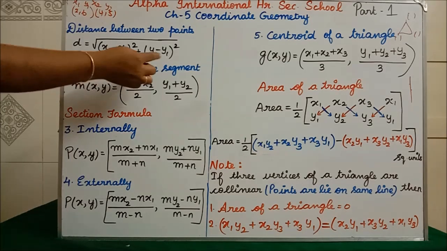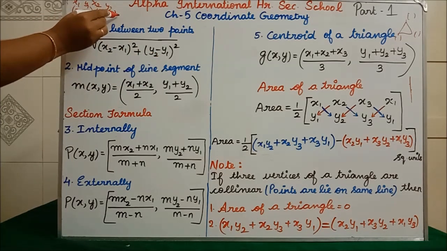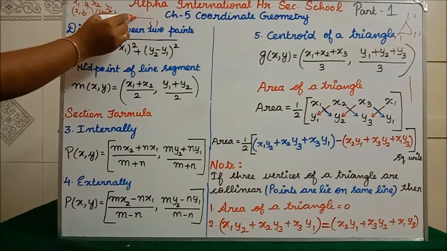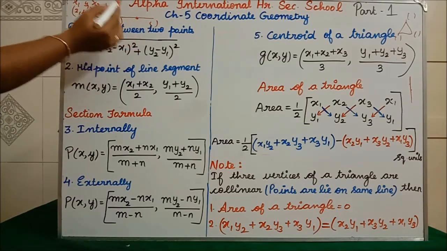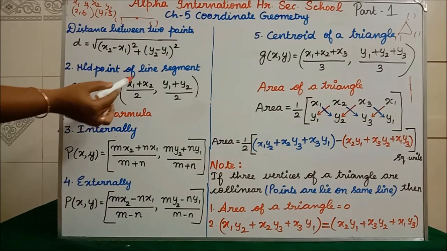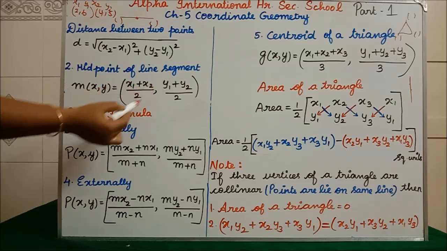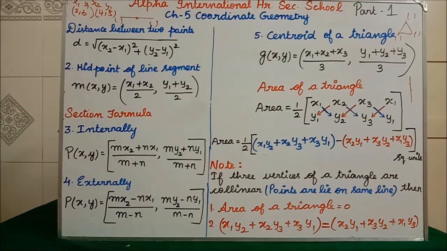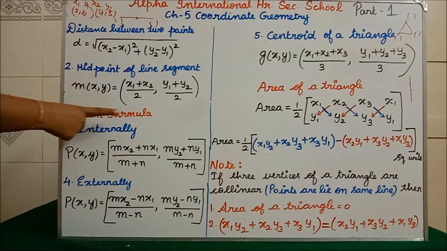Similarly, the midpoint of a line segment. Consider this is the line segment, here one vertex and here another vertex. You want to find the midpoint of the two vertices, so you apply M of (x, y) is equal to (x1 plus x2) by 2 comma (y1 plus y2) by 2. Clear? Next, the third one is the section formula.